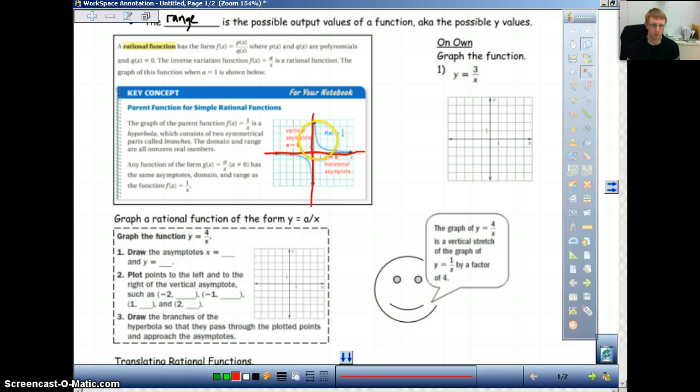And the same thing is up here. It's approaching the vertical asymptote as it goes up here, and then as it goes to the right, it's approaching this asymptote. It never crosses. Rare occasions will it cross, but we're not going to get into that today.